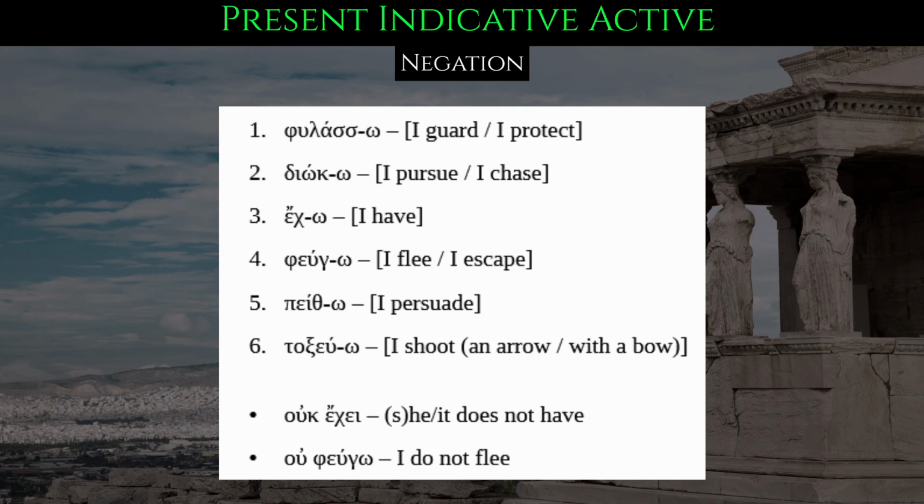Now, for the negation, ouk echei, she, he or it does not have. And ou pheugo, I do not flee. Very simple, nothing too complicated here.